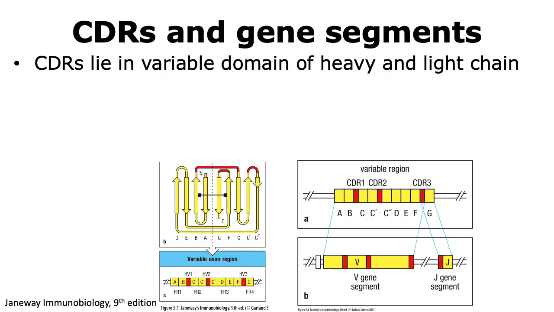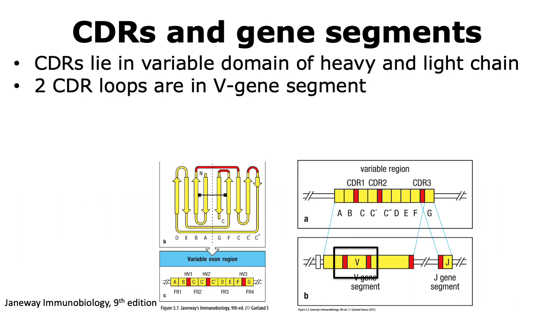DNA recombination occurs in the heavy chain and light chain locus of the B-cell receptor in a region that corresponds to the variable domain of the heavy and light chains. We also know that in the variable domain of heavy and light chains, we have the complementarity determining regions. Now, these complementarity determining regions can be mapped to the genes of the heavy and the light chains. And when we look at where they are present in the genes, we're able to see that 2 of the CDR loops can be found in the V gene segment.